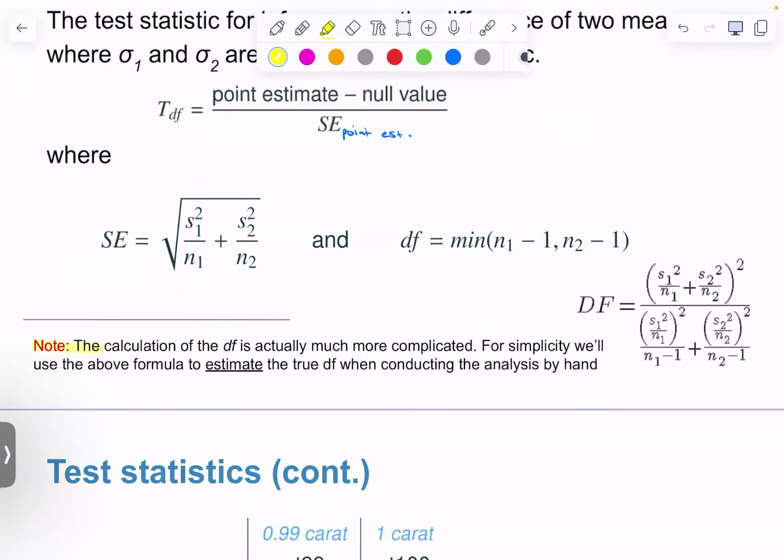I will highlight here that the calculation of the degrees of freedom is actually much more complicated. In fact, here it is.